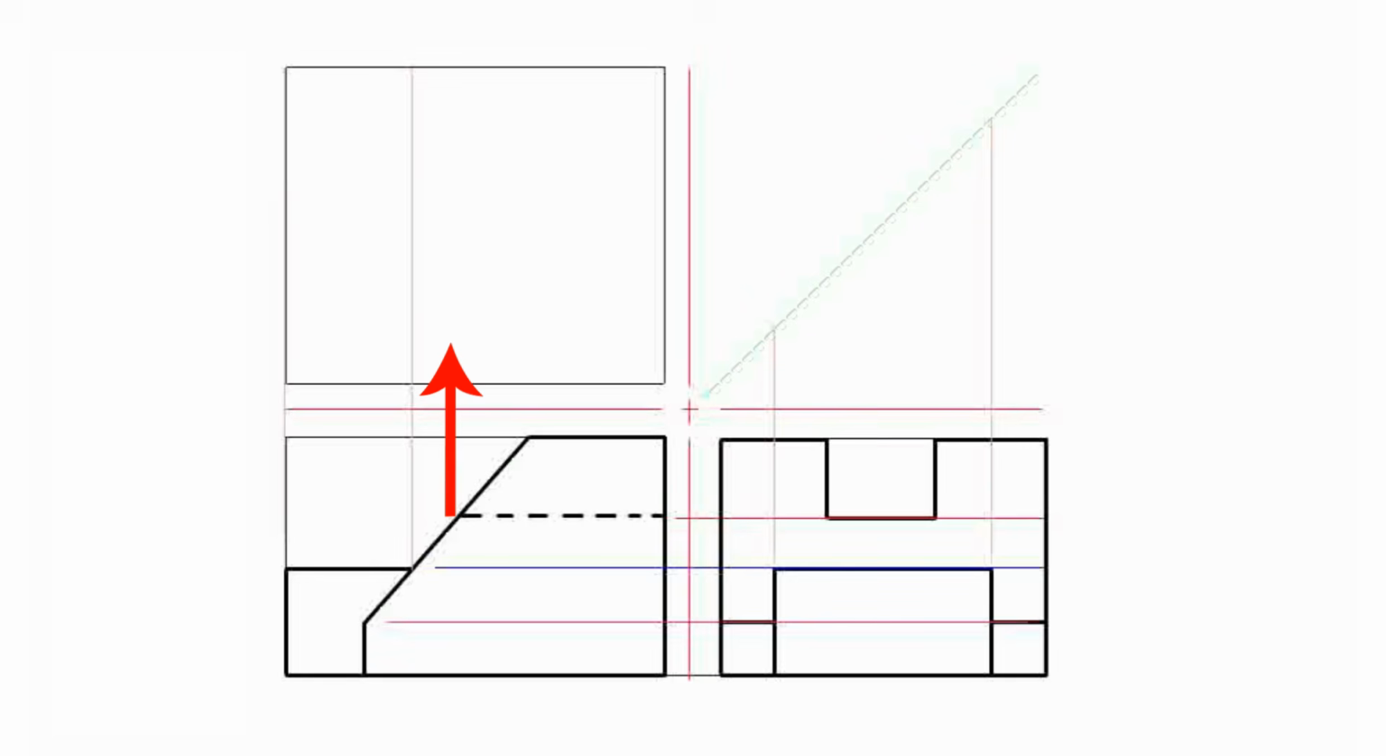The vertical lines from the front view go straight across into the top view area, no problem. But the vertical lines from the side view cannot go straight up. Instead, they first go to the 45-degree line. Once they hit it, they bend and change direction, moving horizontally into the top view area.